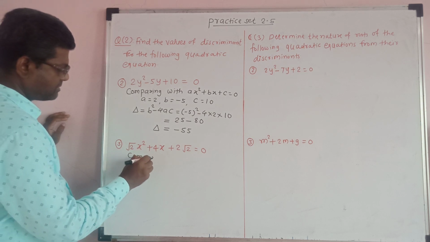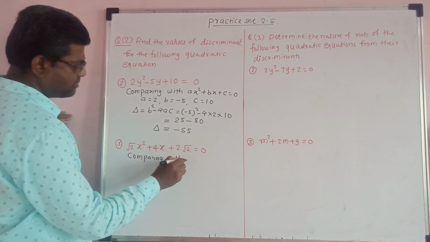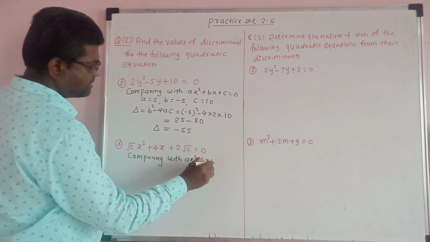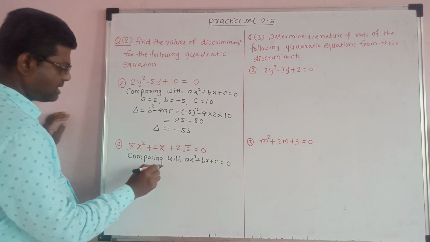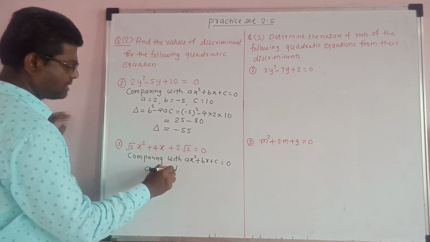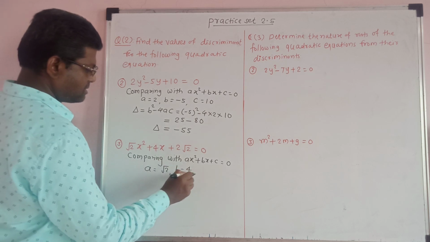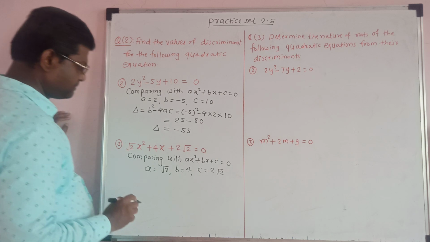Comparing this equation with its standard form, ax square plus bx plus c is equal to 0, we get a is equal to root 2, b is equal to 4 and c is equal to 2 root 2 here.